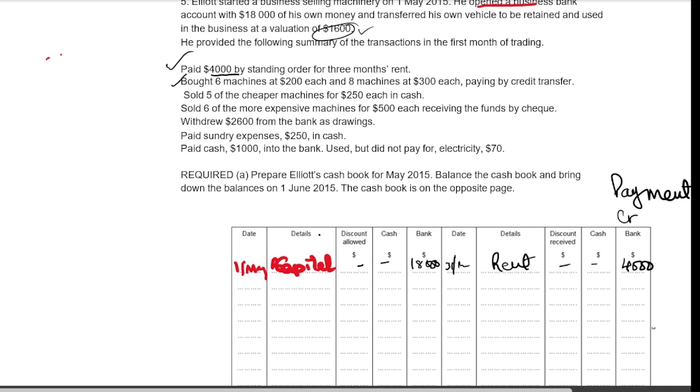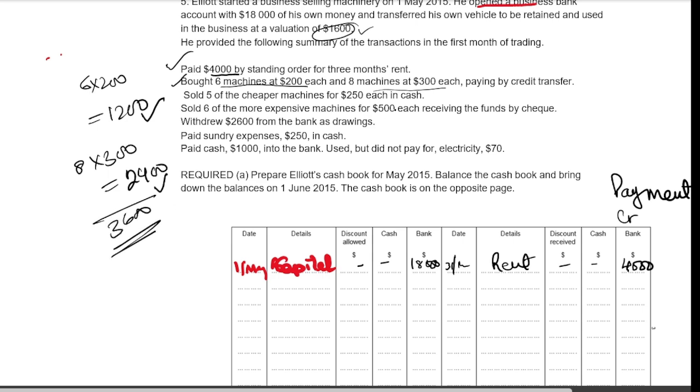Next is bought. Bought means purchase. If you purchase, you have to make a payment. 6 machinery of 200 each, so 6 times 200 is 1200, right? And 8 machinery of 300 each, so 8 times 300 is 2400. So 1200 and 2400, your total payment is 3600. You paid by credit transfer.